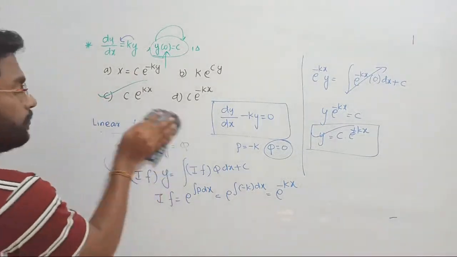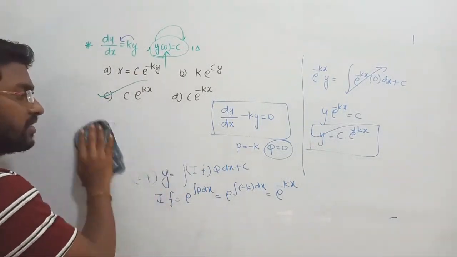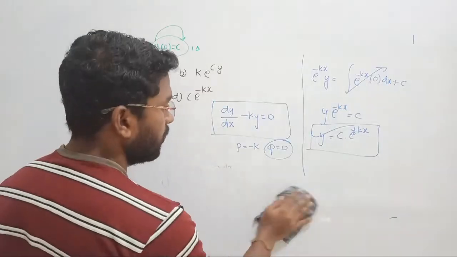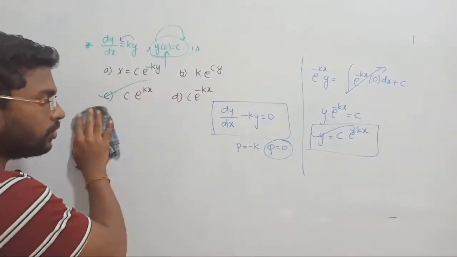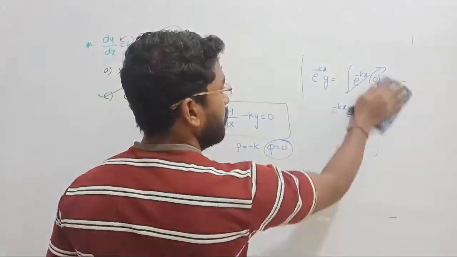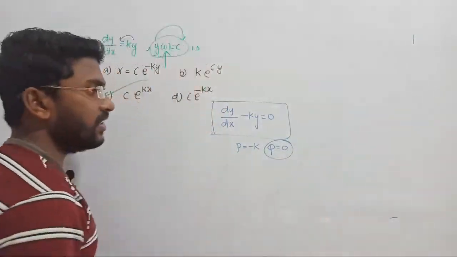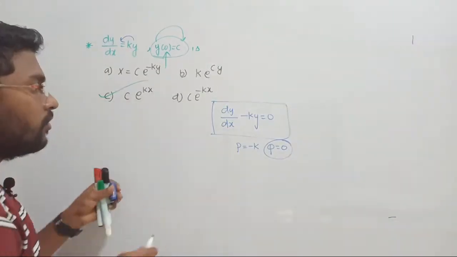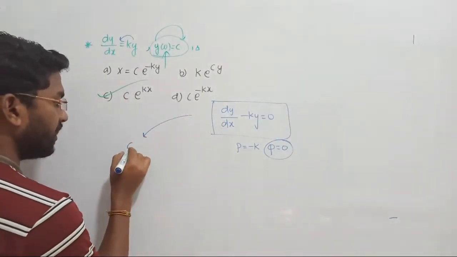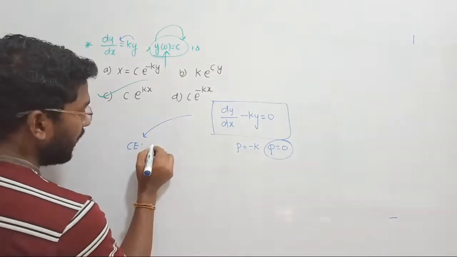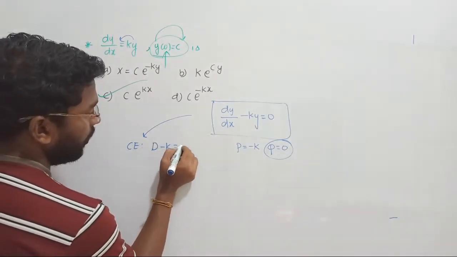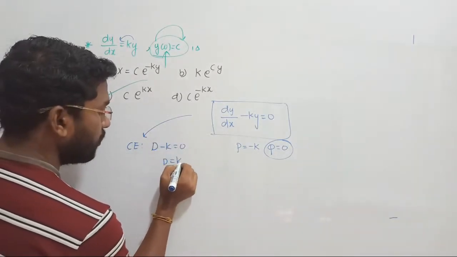Since this given equation clearly denotes that it is first order. RHS is 0, so particular integration is not possible, but you will get the complementary function with a single root. If I have a single root, then what is the solution? For this, first we have to write the characteristic equation. Characteristic equation is D minus k equal to 0, or I can say D is equal to k.